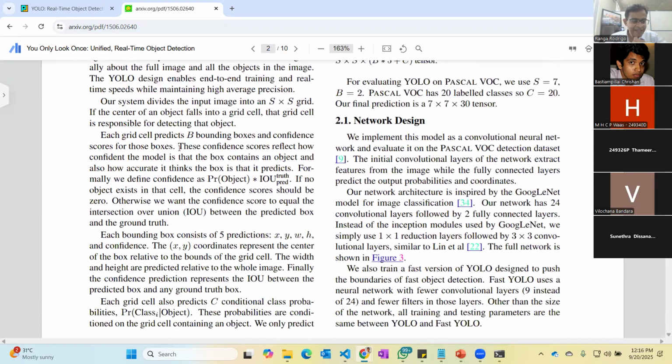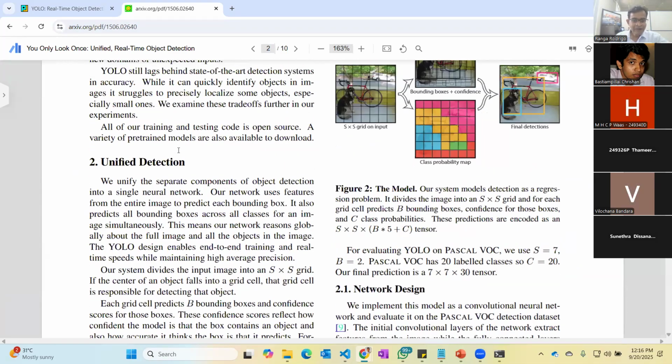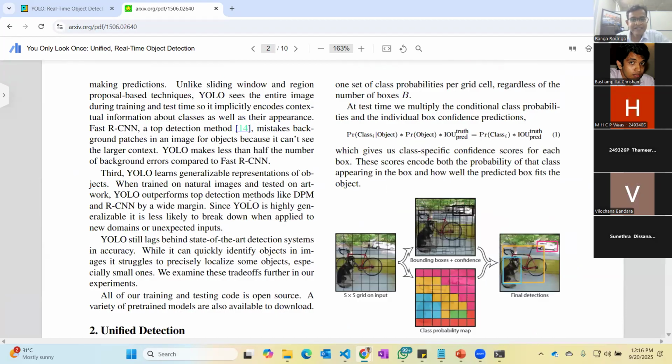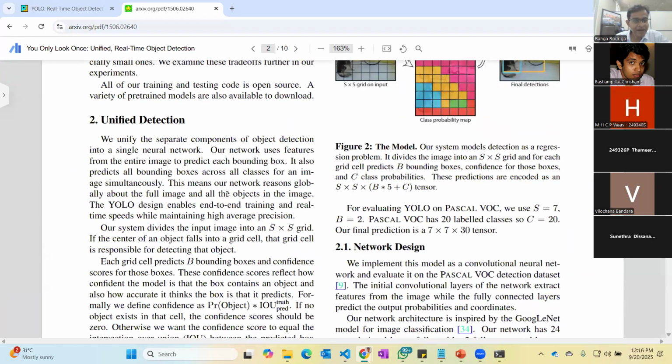Then we'll briefly read the important parts of this paper, the unified detection part. You unify the separate components of object detection into a single neural network. Our network uses features from the entire image to predict each bounding box. It also predicts all bounding boxes across all classes for an image simultaneously. This means our network reasons globally about the full image and all the objects in the image. The YOLO design enables end-to-end training and real-time speeds while maintaining high average precision.